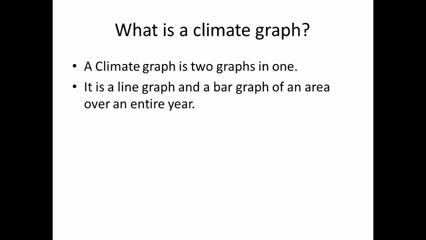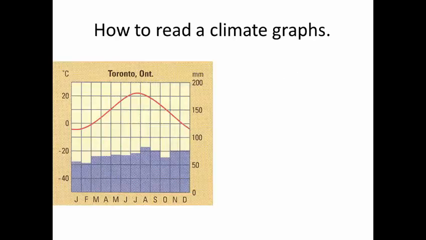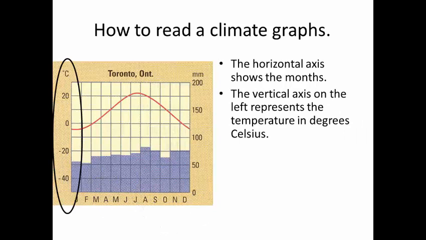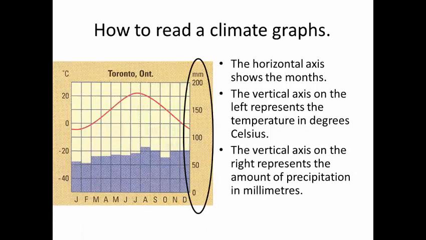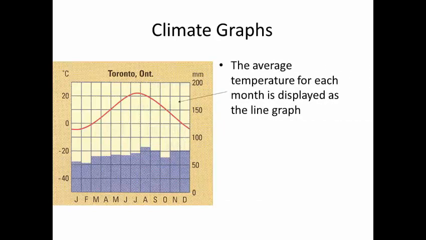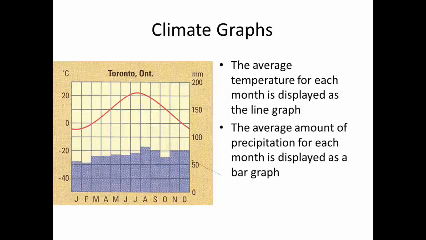So, how to read a climate graph? First, the horizontal lines show the months of the year. The vertical axis on the left represents the temperature in degrees Celsius. The vertical axis on the right represents the amount of precipitation in millimeters. The average temperature for each month is displayed as a line graph. The average amount of precipitation for each month is displayed as a bar graph.